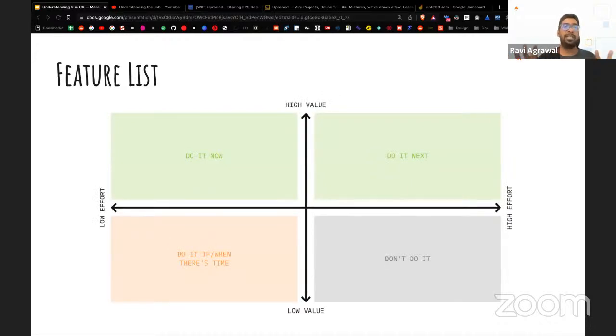You start placing your features in this particular matrix, which is high value, high effort. If it is low effort and high value, do it now. If it is high value but takes high effort, do it next. If it is low value and, let's say, low effort, consider doing it later or whenever there is time. And if it is low value and high effort, don't do it at all. It's not a good use of your time.